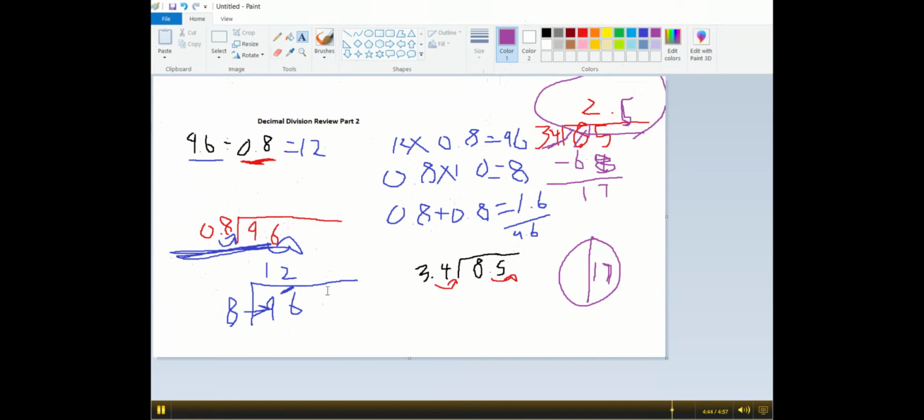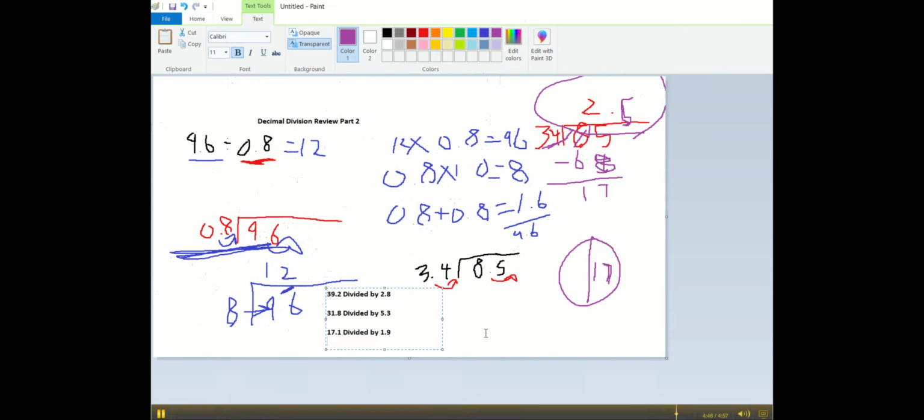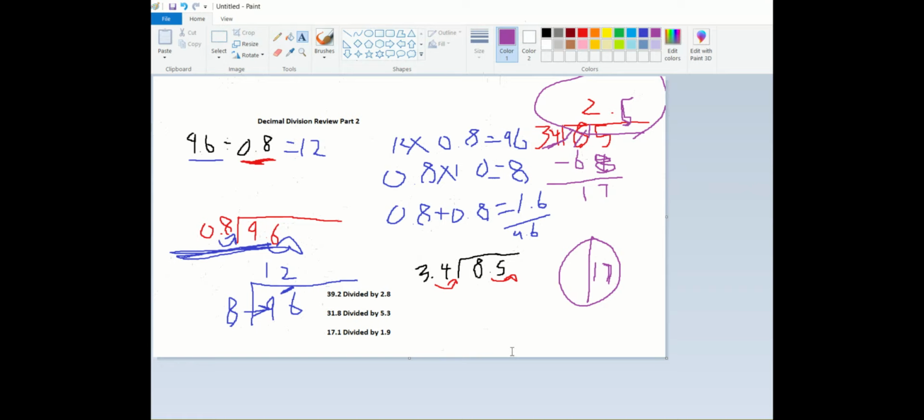If you guys want some additional problems, I'm going to paste them right here. Take your time. If you guys want a hint, all of the answers will be whole numbers, so they won't be decimals. Try your best.